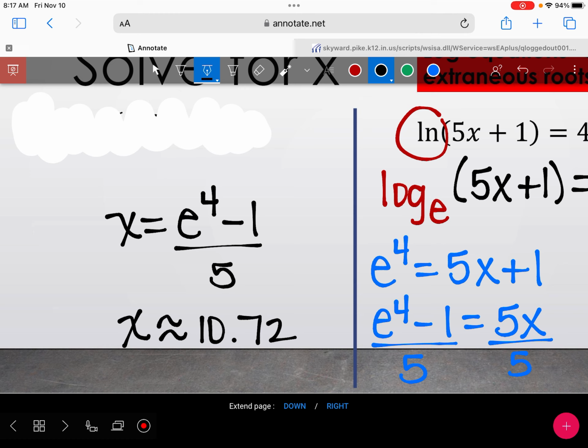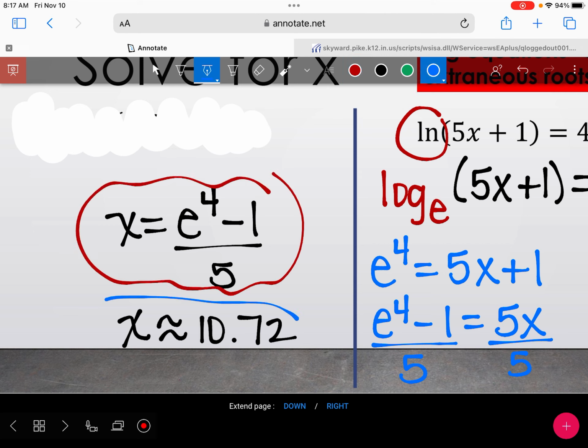So on the test, which is a week from today, I would take either answer. This would be okay, and this would be okay. You don't have to give me the decimal answer. If you want to just leave it as the exact answer, that is fine.